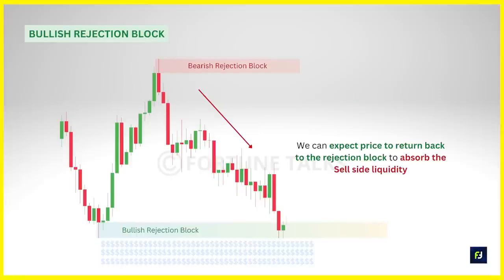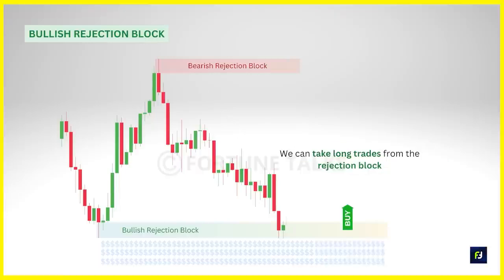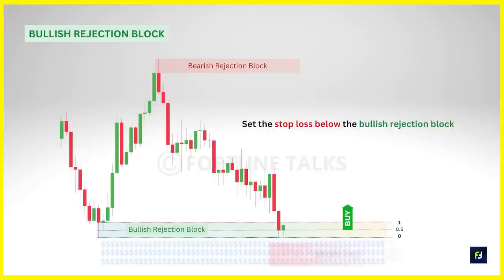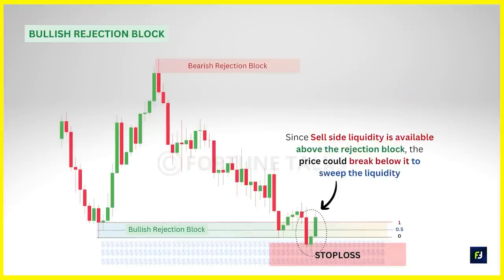This is why we can expect the price to return back to this rejection block to absorb the sell side liquidity. So when the price comes back to test the rejection block, we can look to take long trade entries. We can also make use of the 0%, 50% and 100% Fibonacci retracement levels to place our buy limit orders. We can set our stop loss below the bullish rejection block. Here also, the issue is that since sell side liquidity is already available below the rejection block, we cannot really judge the extent to which the price will go deeper to sweep the liquidity.